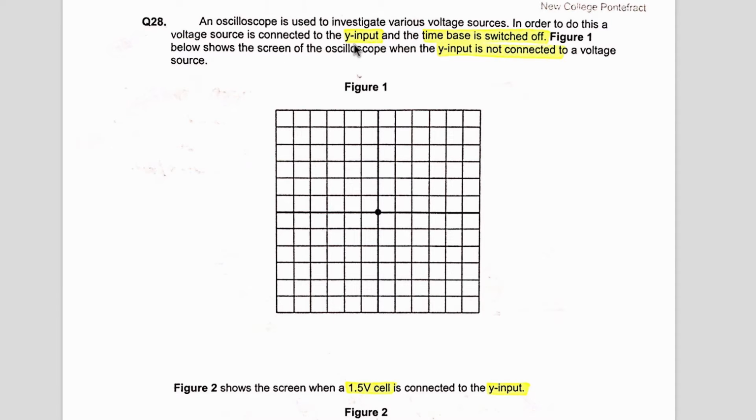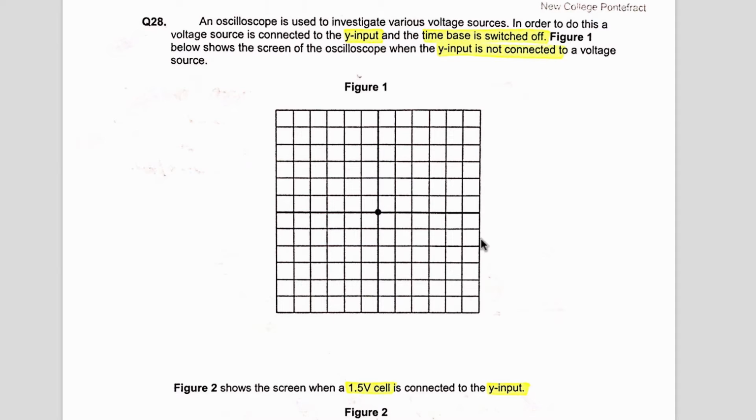Now, the Y input is one of the channels that you can connect electricity supplies and wave supplies and things to on an oscilloscope. So the term Y input, as we'll see in a bit, is quite important. And we're told that the time base is switched off. Well, if the time base is switched off, what that really means is that this dot that's normally on our oscilloscope does not move side to side. So there's no side to side movement at all. The dot will stay in the centre no matter what it does.